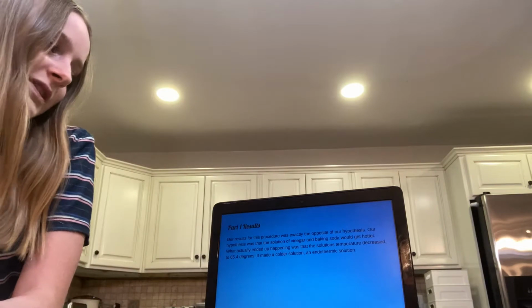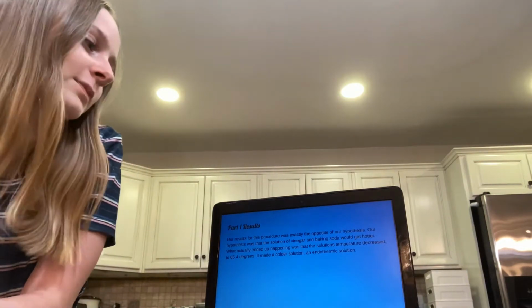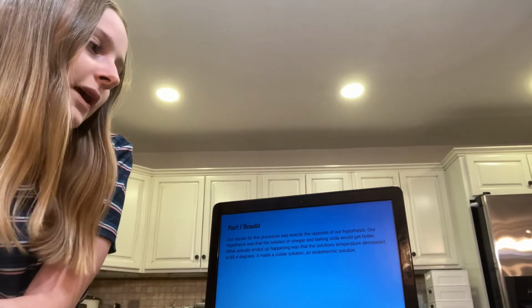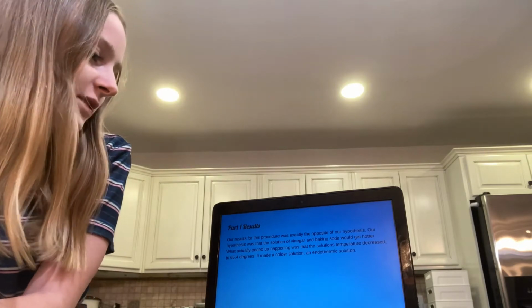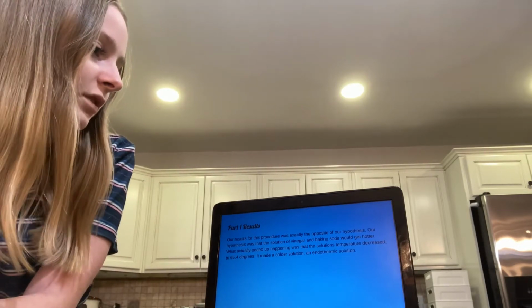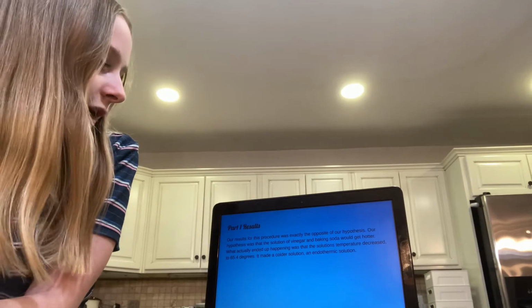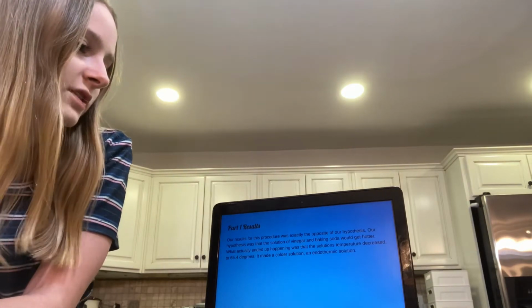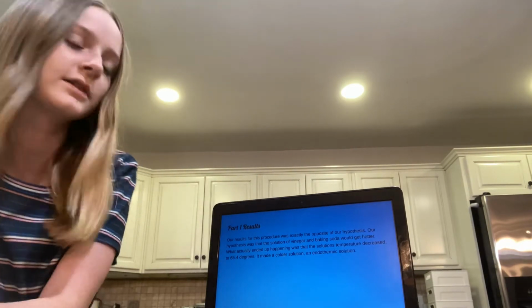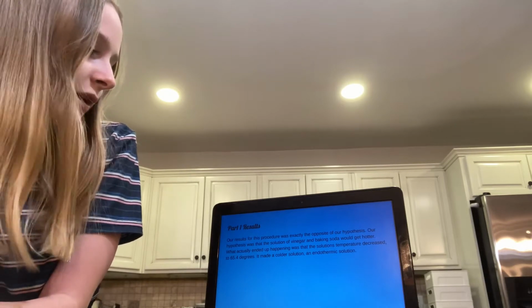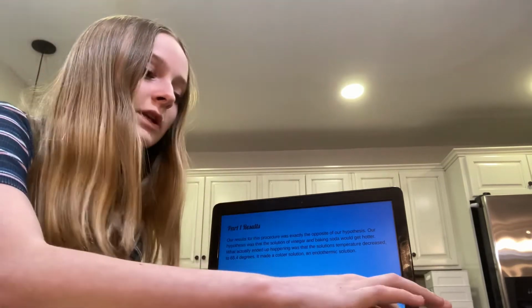Part one, results. Our results for this procedure were exactly the opposite of our hypothesis. Our hypothesis was that the solution of vinegar and baking soda would get hotter. What actually ended up happening was that the solution's temperature decreased to 65.4 degrees. It made a colder solution, an endothermic solution.